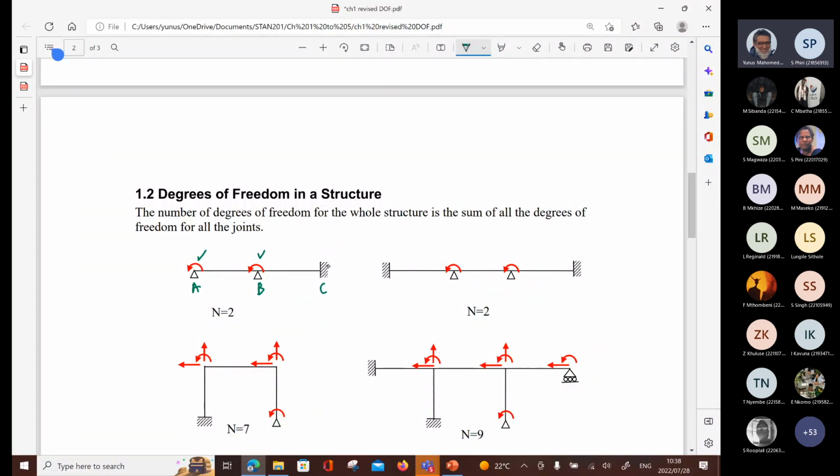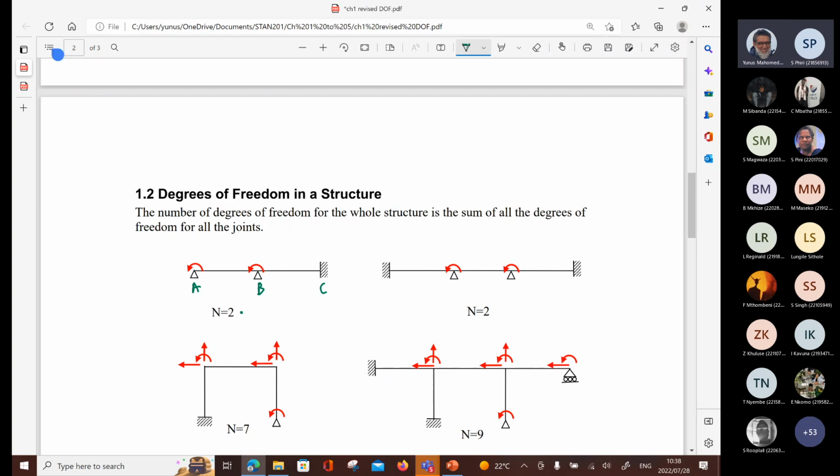Okay. C is a fixed end. It won't allow horizontal movement, won't allow vertical movement. These are not reactions. Remember, I'm drawing degrees of freedom, and it will not allow rotation. So nothing can happen at C. It is totally fixed, right? So therefore, my degrees of freedom are 2. Any questions on the first one? Is everybody happy with that?